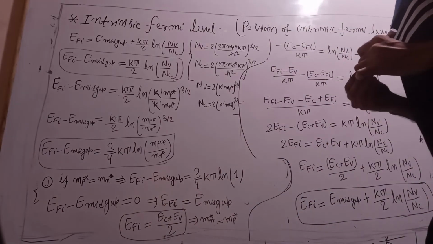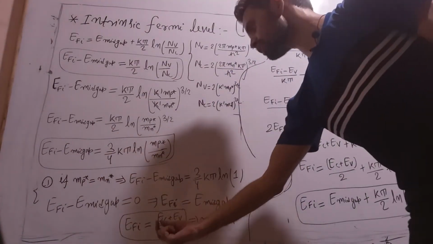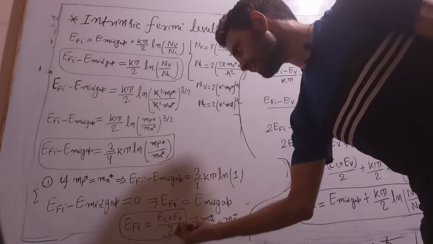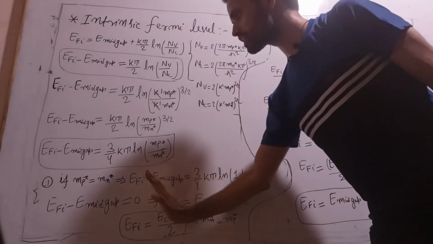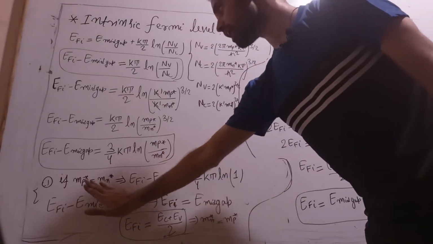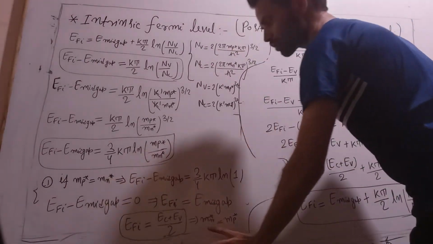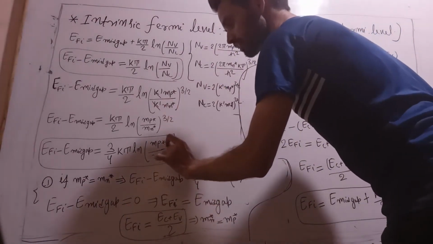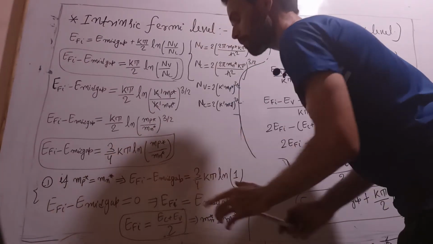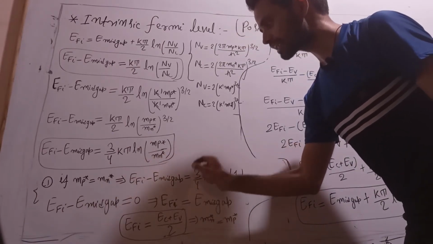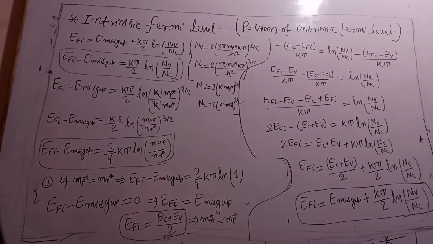So when the effective mass of electron and hole are equal, then the position of the Fermi energy level is exactly at the center of the forbidden energy band gap. That is, when the effective mass of electron and hole are equal, at that time the position of the intrinsic Fermi energy level exactly lies at the center of the forbidden energy band gap.